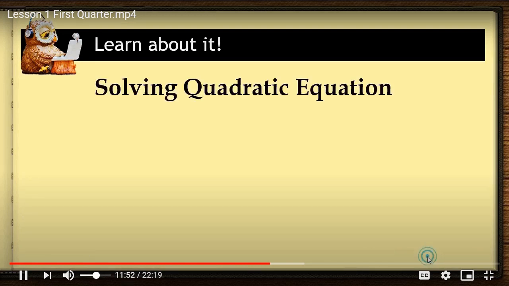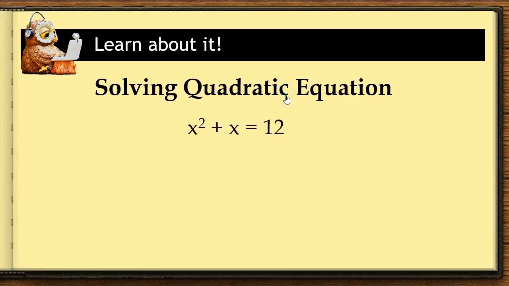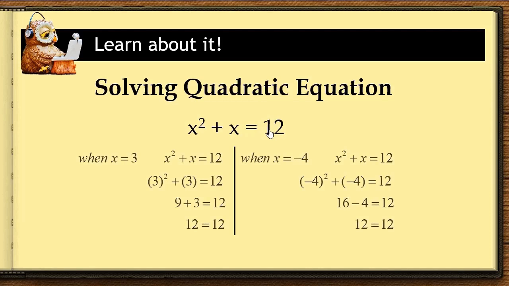Our next lesson is about solving quadratic equations. Solving quadratic equations means solving for the value of the variable that will make the equation true. For example, x squared plus x equals 12 has two solutions, which are 3 and negative 4. 3 and negative 4 are solutions of the equation because if we substitute 3 and negative 4 to the variable x, the equation is always true.